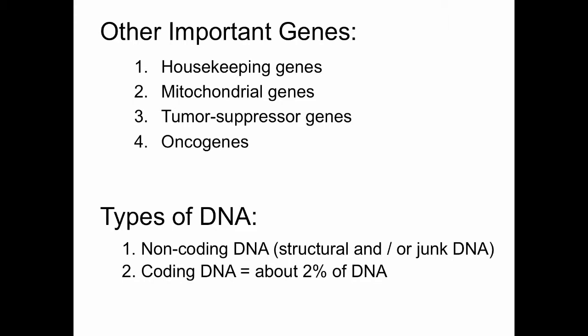You've heard about these in biochemistry and in molecular biology. There are housekeeping genes, mitochondrial genes, tumor suppressor genes, and oncogenes. We've heard of non-coding DNA, which is structural DNA. Some people even think there's junk DNA, DNA that doesn't serve any function. And of course, only about 2% of our DNA is coding DNA.